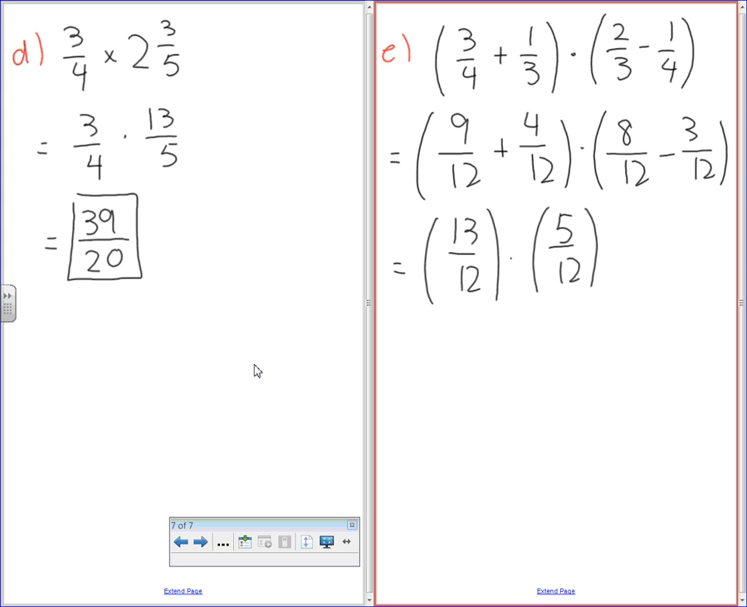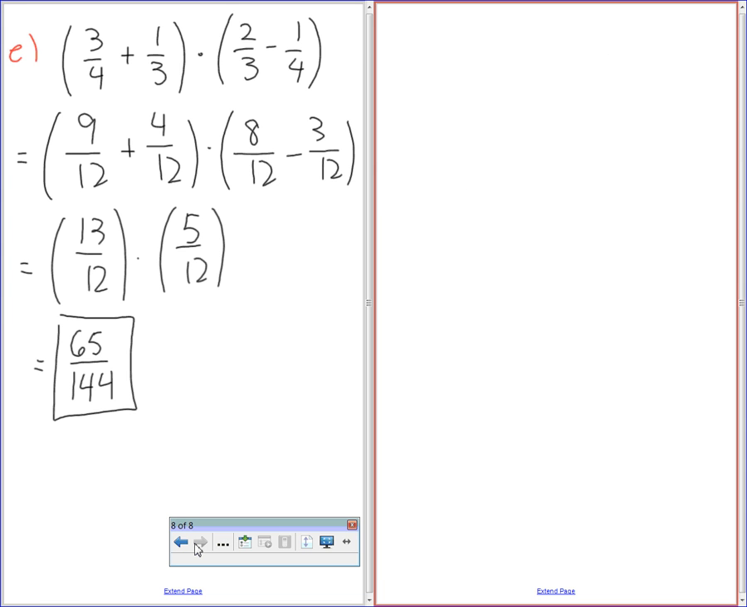All right, Molly, 13 over 12 times 5 over 12 is what? 65 over 144. Okay. Good. All right, dividing. Dividing, and then he's going to put homework on and then we're going to do more work.